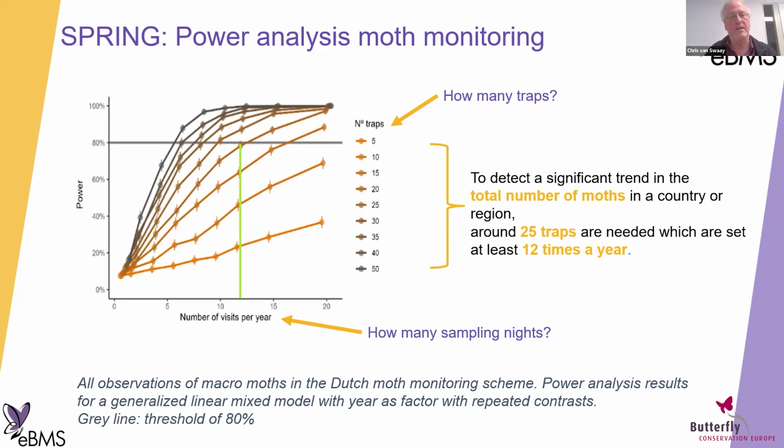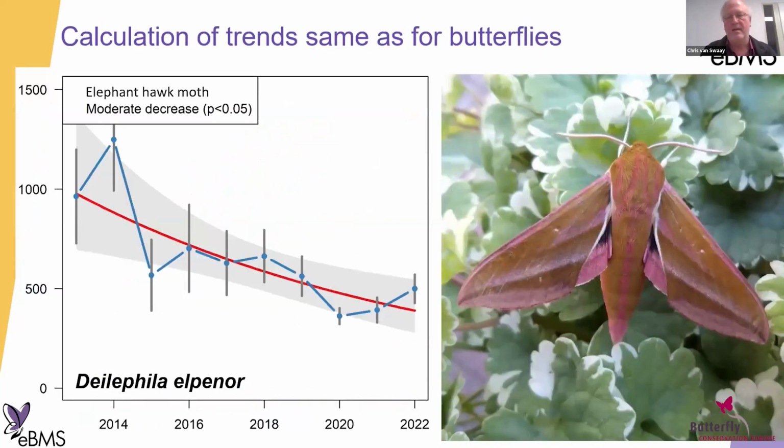You need data from multiple years to detect trends, but it's one of the things for the future to investigate. But at least it's doable. It's not an endless amount of traps. Nice thing, of course, is that you can use it to calculate trends. This is just the same as with butterflies.